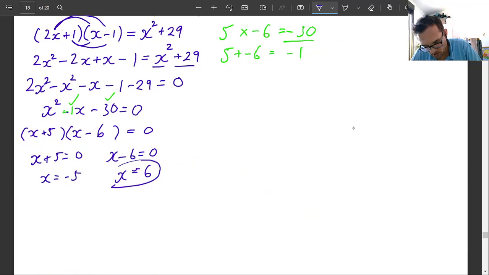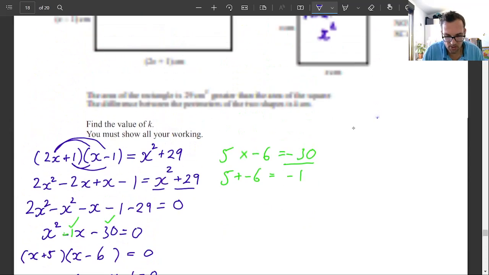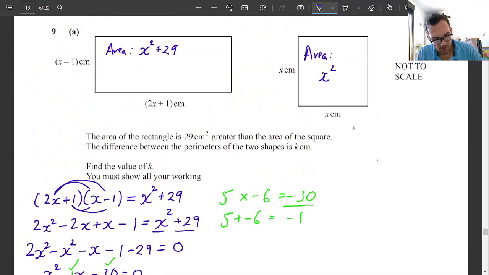There we go. X equals 6. We got the value of 6. Right, that's all from that first line there. Let's see what they say. The difference between the perimeters of the shapes is k. So let's work out the perimeters. Right, the perimeter of the first one is going to be longer. The perimeter of the second one is easy. That's x plus x plus x plus x, that's 4x.